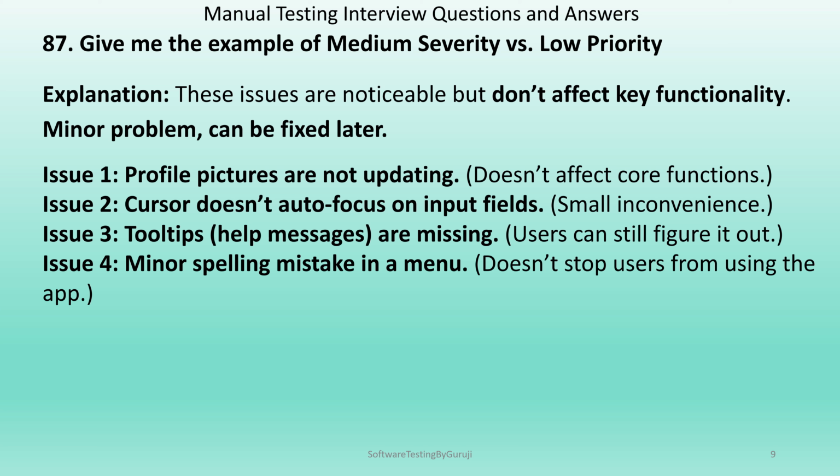First issue, profile pictures are not loading. Doesn't affect core function. Second issue, cursor doesn't autofocus on input field. Small inconvenience. Third issue, tooltips help messages are missing. User can still figure it out. Fourth issue, minor spelling mistake in a menu. Doesn't stop user from using the app. So these are the four examples. Let's move to another question.